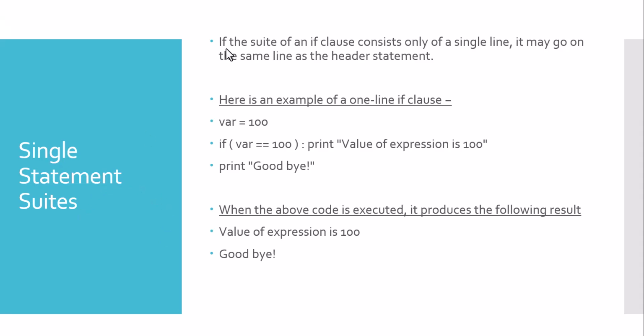Single statement suites. If the suite of an if clause consists only of a single line, it may go on the same line as the if. Here is the example of the one line if clause. See, variable var is 10. If var is equal to 10, then we can print in a single line also, and then print goodbye. Similarly, when the above code is executed, it produces the following result: Value of the expression is 100. Goodbye.